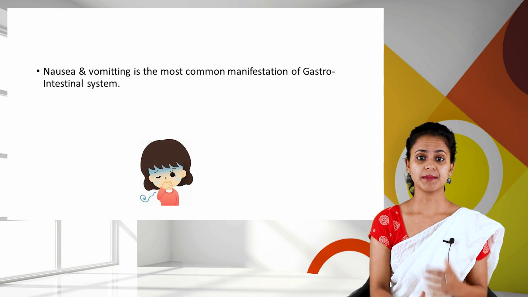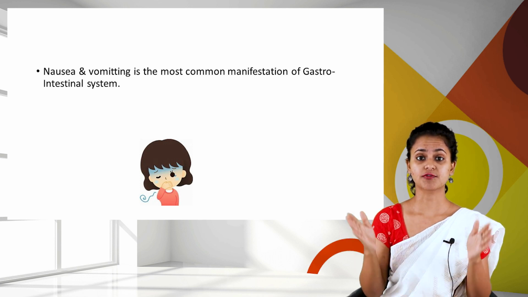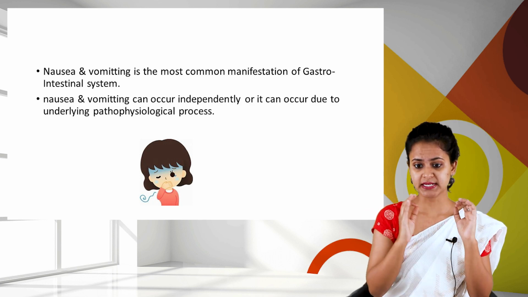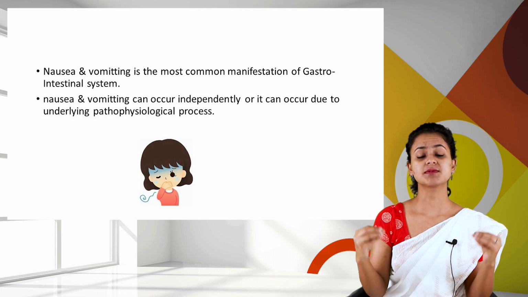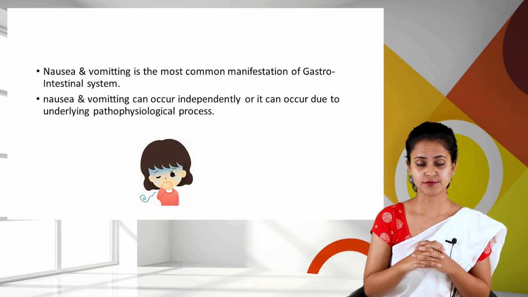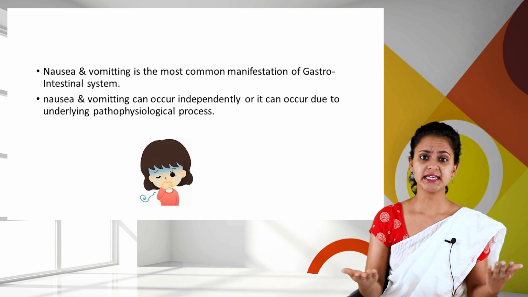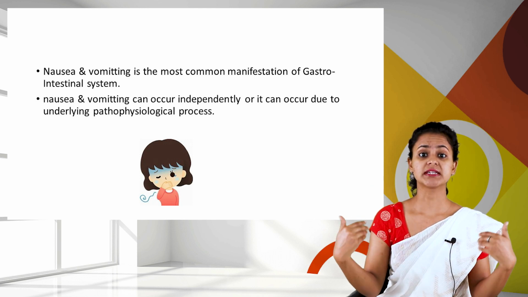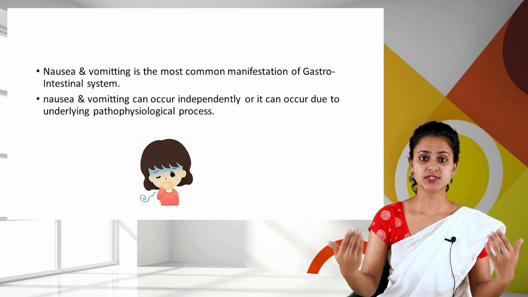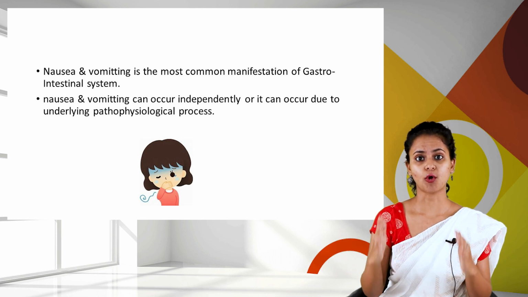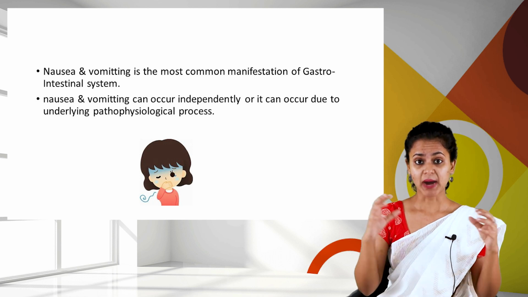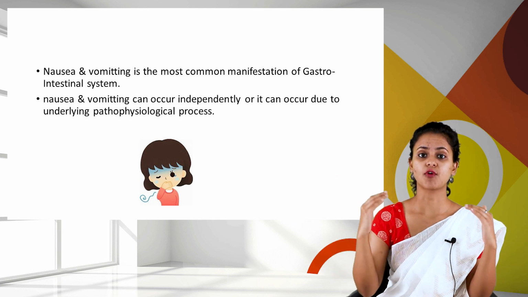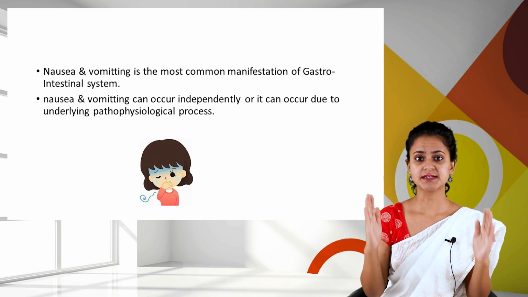Now, nausea and vomiting is the most common manifestation of the gastrointestinal system, as we know. Nausea and vomiting can occur independently, or it can occur due to some underlying pathophysiological disease process. Often, in most cases, a person will have a certain underlying pathophysiological disease which induces the chances of developing nausea or vomiting. But in a few cases, the person will present only with nausea and vomiting, which will be a completely independent case.